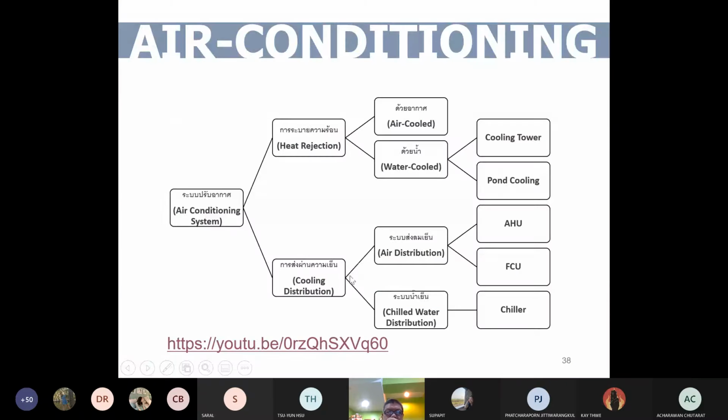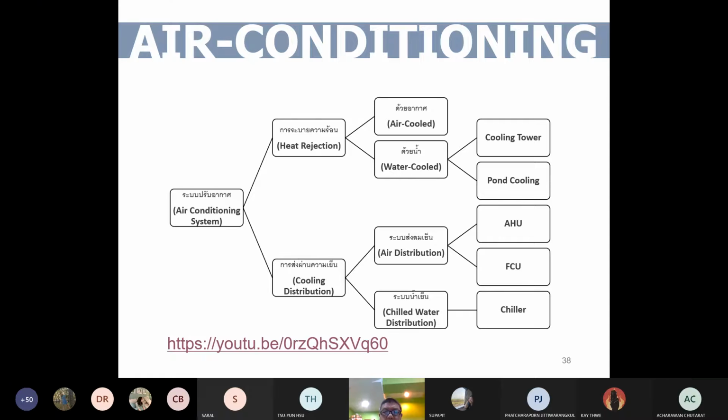Okay, so I will go slowly on this because it is quite complicated, and if you are not familiar with it, you will be lost. So in the air conditioning system, how do we divide it? We divide it into how it rejects heat in the condenser side and how we deliver the cooling distribution.